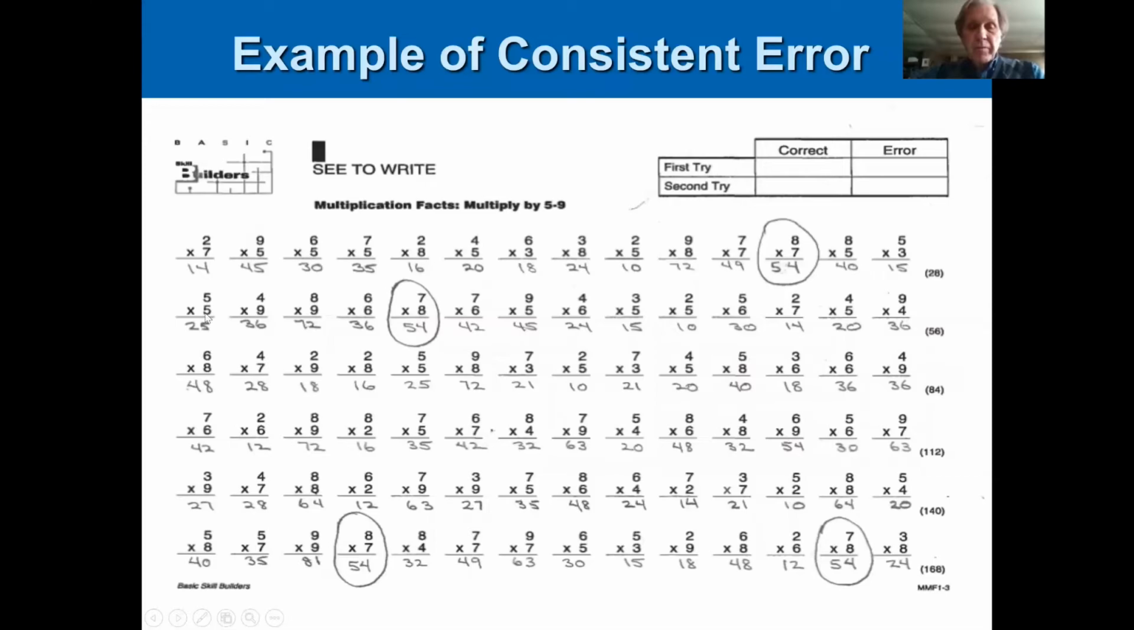So here's an example of a student who had 4 opportunities to write the problem 8 times 7 and wrote 54 4 different times when they had that opportunity instead of 56. So that's an example of a consistent error.